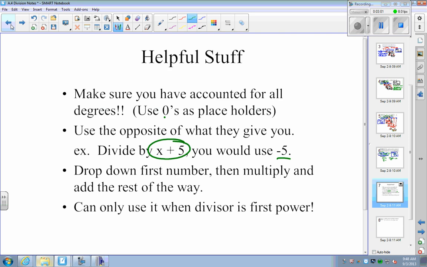Third thing, drop down the first number and multiply and add. Okay, the first two things don't make sense until you see it, but we don't have to flip the signs anymore. We're just adding. Okay, so you don't have to flip. That's only with long division. Now you can only use it when the divisor is the first power. So you see that again. Okay, it's only with linear functions.